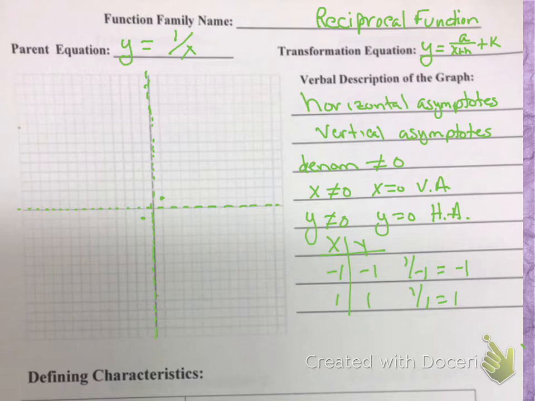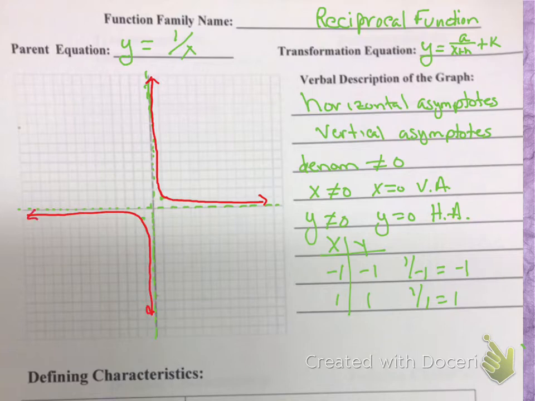And the shape of the graph looks like this. The graph continually gets ever so close, I'll do this in a different color so you can see it, gets ever so close to this asymptote, hits this point, and gets ever so close here. And it does the same thing over here. And all of these graphs will resemble this shape, okay?